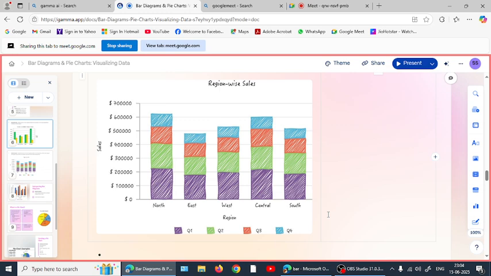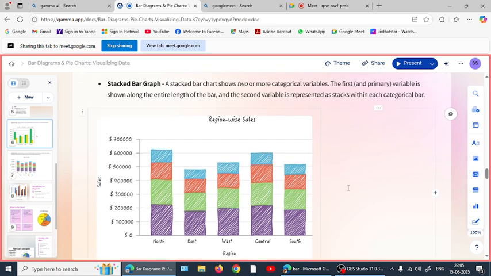Tell me. Yes, very good. The most sold product is Q1 and the least sold product is Q4. And what about Q2 and Q3? Compared to Q1, Q2 is a less sold product, and Q3 is less sold compared to Q1 and Q2. So from this you can understand the most popular product and the least popular product.